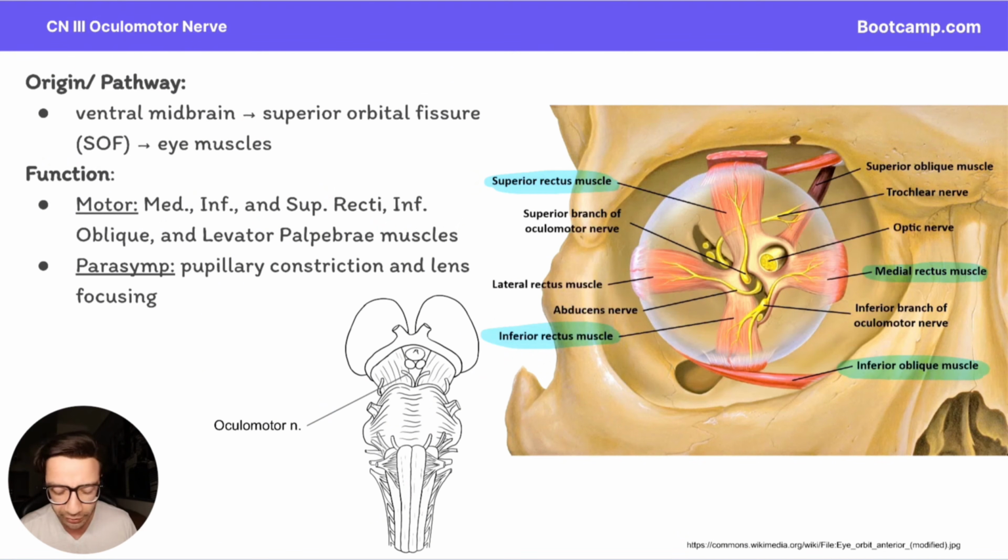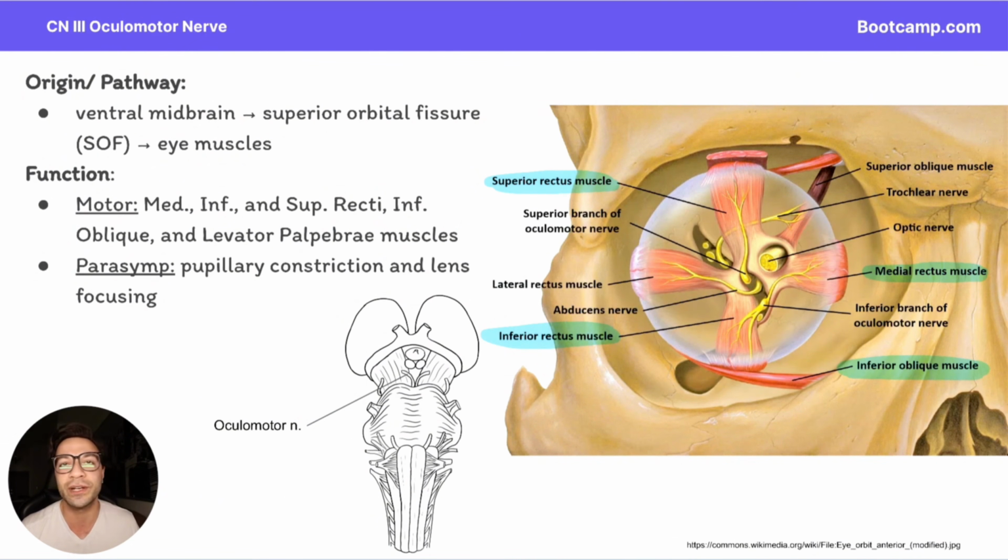Moving to the extraocular eye muscles, the ones that actually control the movement of the eye. We have the superior rectus right here, the middle rectus right here, and the inferior rectus right here, along with the inferior oblique. And you can see we have the inferior branch of ocular motor coming and innervating these ones, and then the superior branch of ocular motor innervating that superior rectus muscle. Now, the ocular motor also carries parasympathetic innervation to the ciliary ganglion, which will then enter the eye, and this controls pupillary constriction and lens focusing.